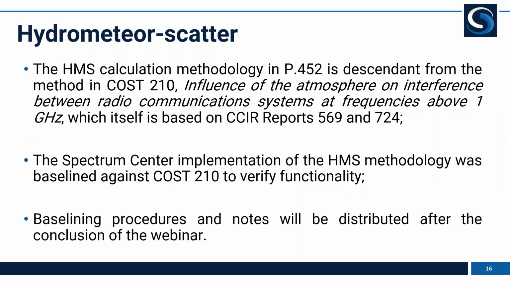So a little bit more about this phenomenon, this hydrometeor-scatter. It doesn't exactly exist in a vacuum. It's not a brand new thing. It has precedents. Hydrometeor-scatter calculations in P452 are descendant from the method of COST210, also called the influence of the atmosphere on interference between radio communication systems at frequencies above 1 gigahertz, which itself is based on previous CCIR reports, the numbers of which you can see on the slide there. And when we were implementing the hydrometeor-scatter methodology into our tool, we used COST231 as a baseline to verify the functionality of the propagation model, and specifically hydrometeor-scatter by itself.